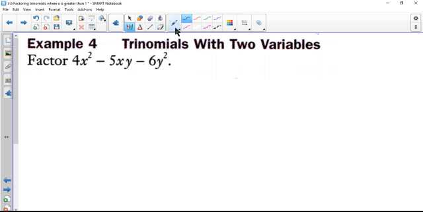Same thing as yesterday, factoring with 2 variables. We know the trick again is just putting the y on the last variables. So we're going to look, do we factor any numbers out? Well, 4 and 6 are even, but 5 isn't, so we can't factor 2 out. So we're just looking at multiplying to minus 24 and adding to minus 5.